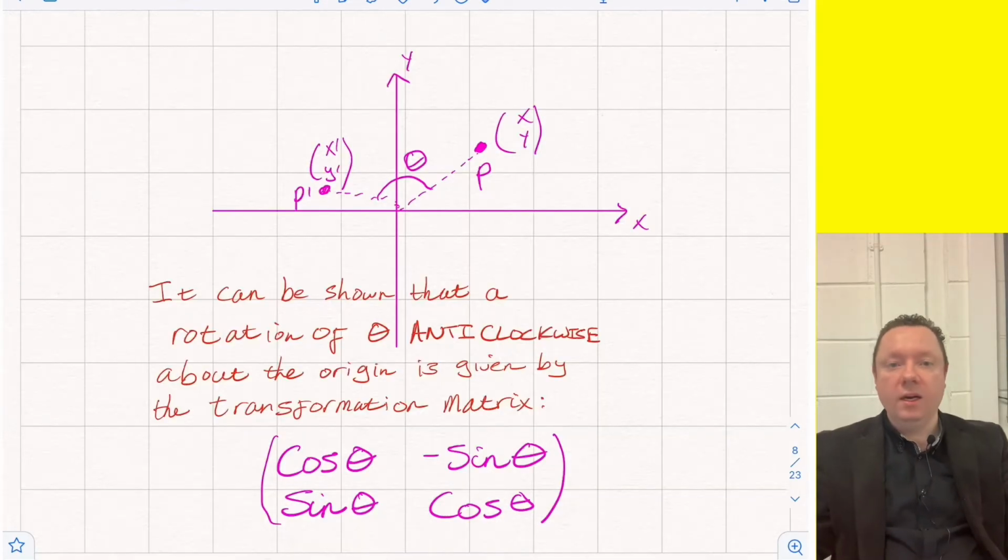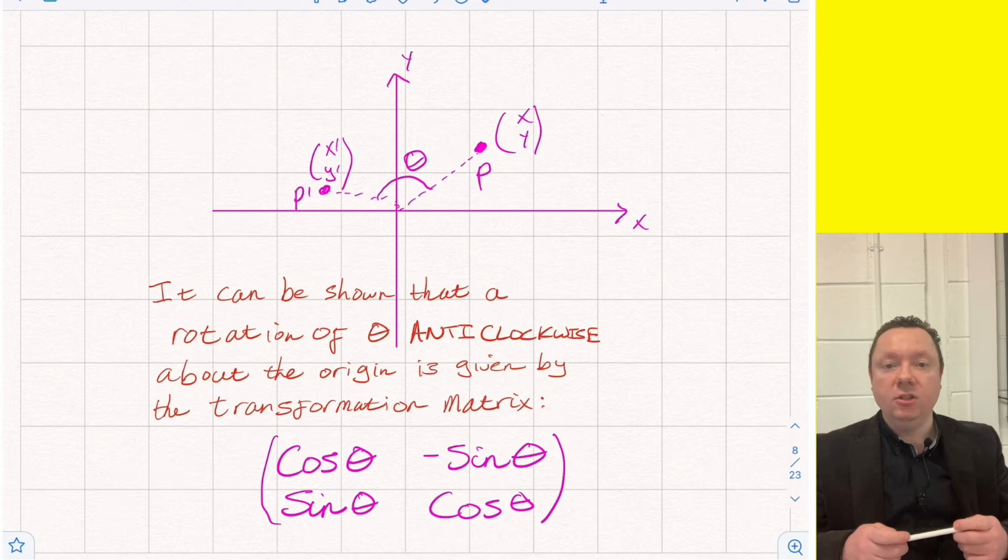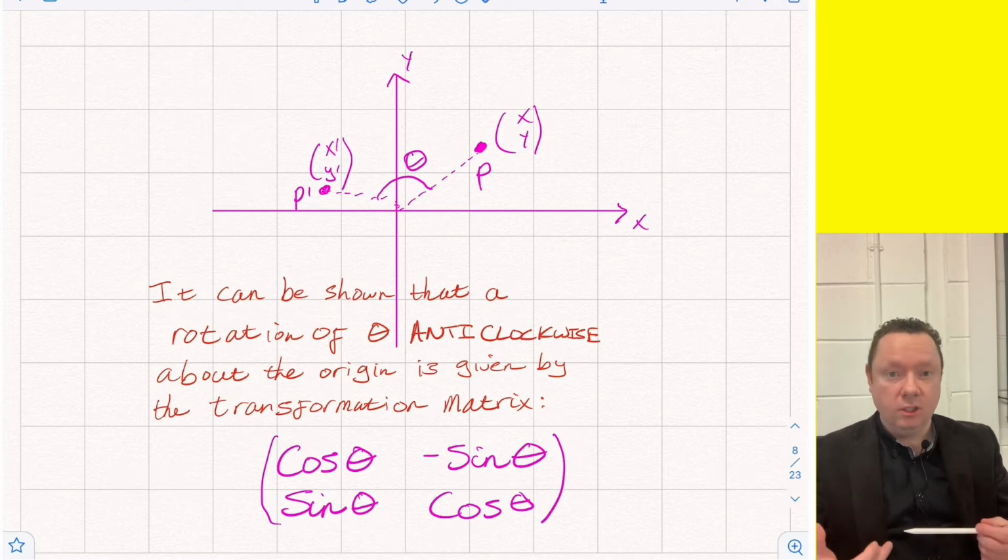Now I'm not going to prove this one in this video, but I may do a further video in the future, but it can be shown that a rotation of theta radians anti-clockwise about the origin is given by this transformation matrix. So by theta radians, I mean starting with a point, moving theta radians this way to give our image. Your transformation matrix will be cos theta, minus sine theta, sine theta, cos theta. This transformation matrix is given to you in the Advanced Higher exam, so you do not have to remember it, you just need to know how to use it.